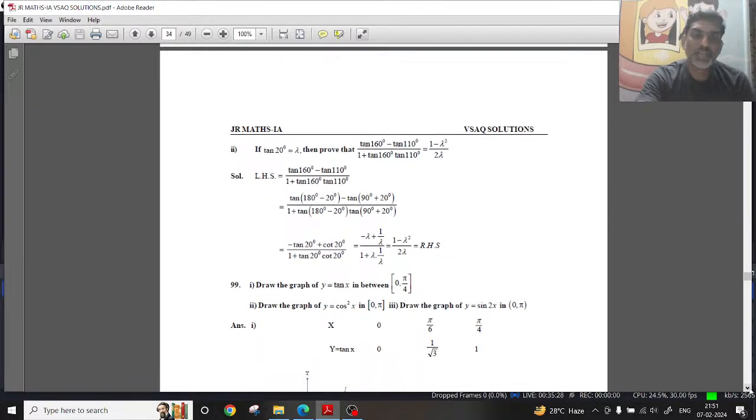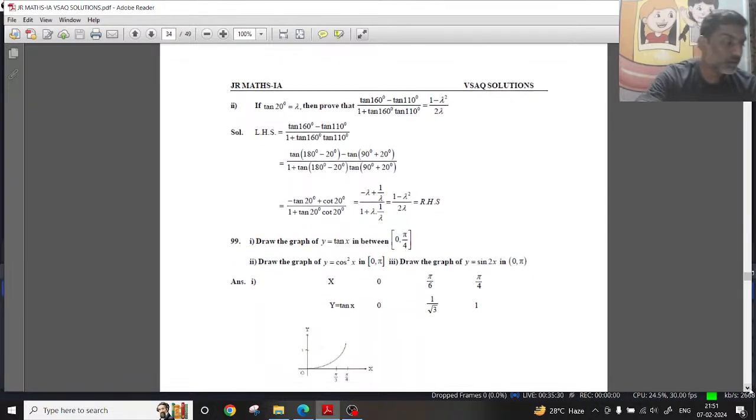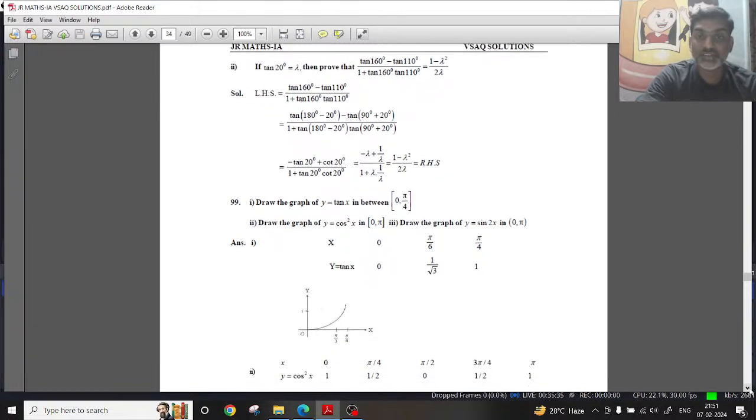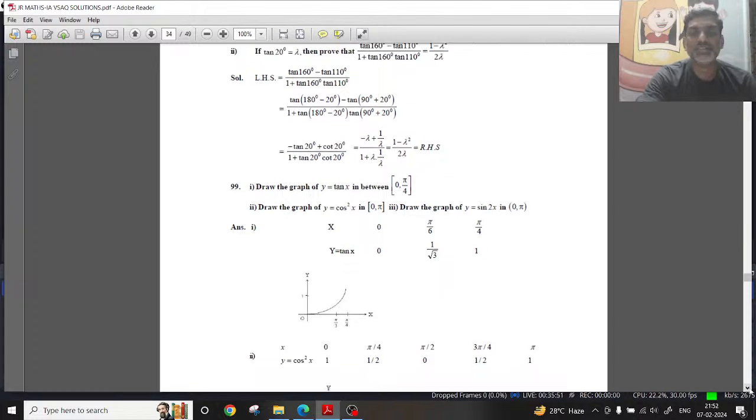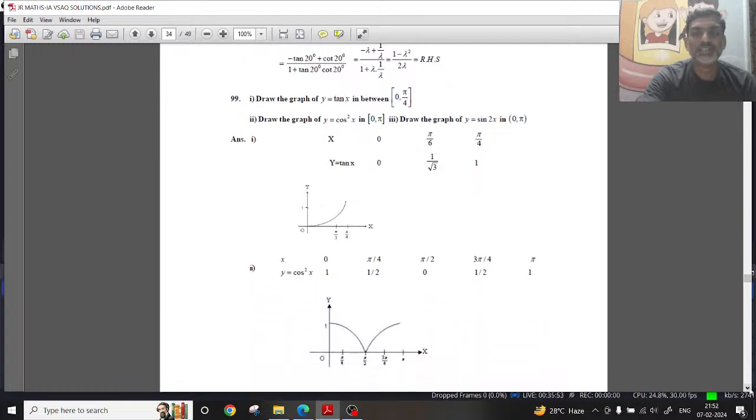Question number 99. What is question number 99? Draw the graph of y equal to tan x in between 0 and pi by 4. This is simple. And question number 2. Draw the graph of y equal to cos square x from 0 to pi. Yeah, take the values and draw it. What is there? Y equal to sin 2x also.